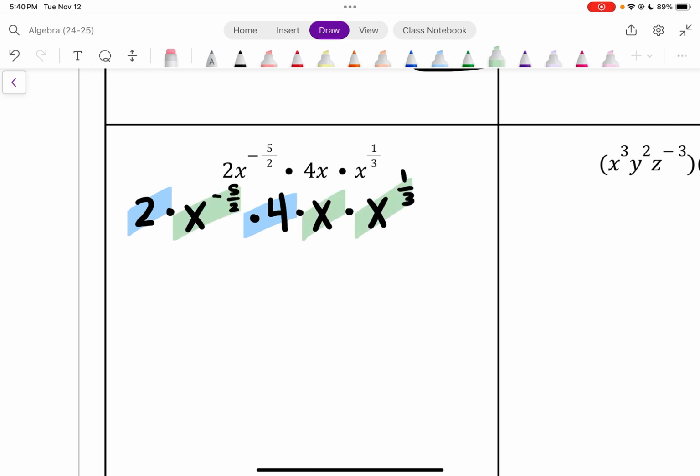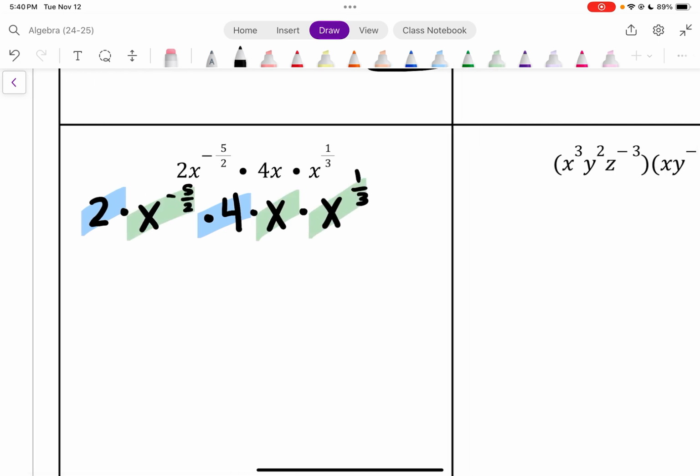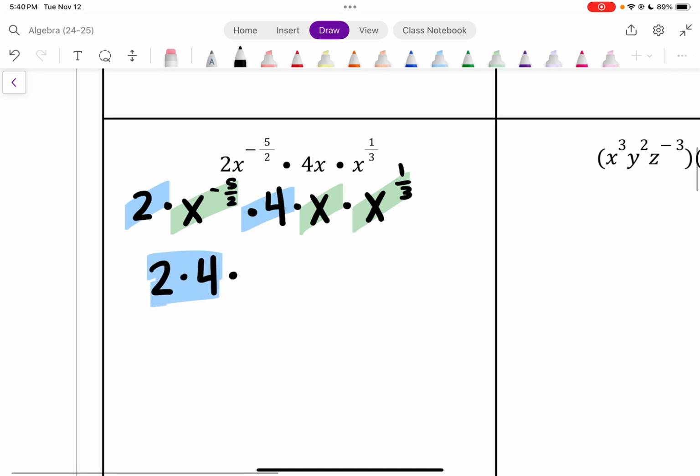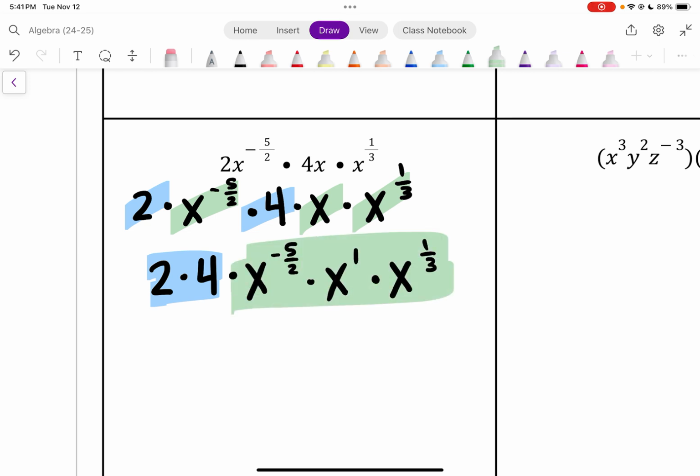So what I'm going to do is I'm just going to rearrange those so that I can see them a little better. 2 times 4, so I've got all my blues together, times x to the negative 5 halves times x, and we can't see it, but we know it's there. There's technically a 1 there. And then times x to the 1/3. So all of our greens together.